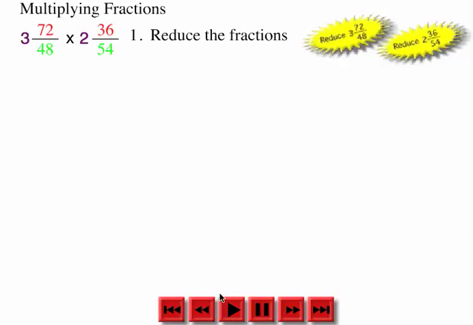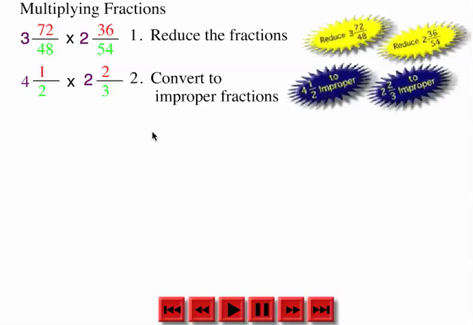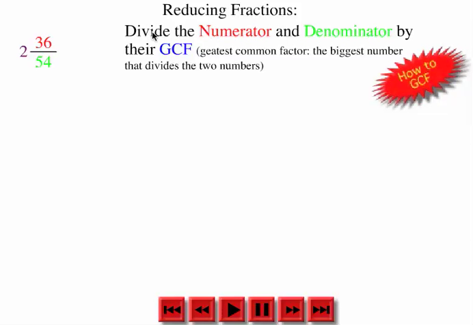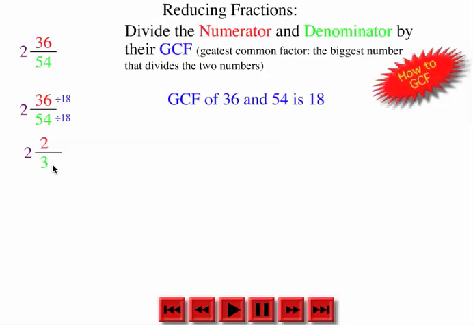So we're about to reduce these fractions, and we have 4 1/2 times 2 and 2/3. Let me just pause that for a second. So the 36/54 we've reduced. Let me just go into how we reduce those. So 36 and 54, we're going to divide them both by the greatest common factor, which is 18. So we divide the top by 18 and the bottom by 18, and we get 2/3. So 2 and 2/3.